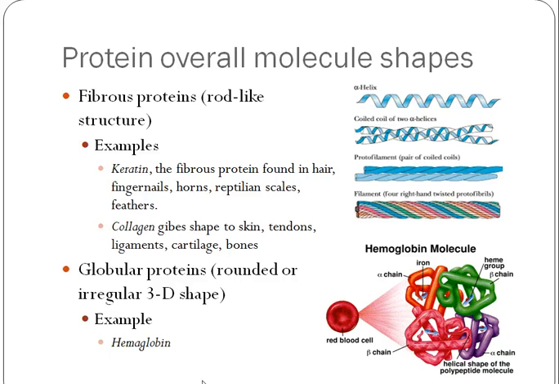So here are some overall molecular shapes for protein. You can have a helix here, or coils, or a pair of coils, or it can be built up even further, kind of like a cable, or you can have these globular shapes. So you can see how that goes.